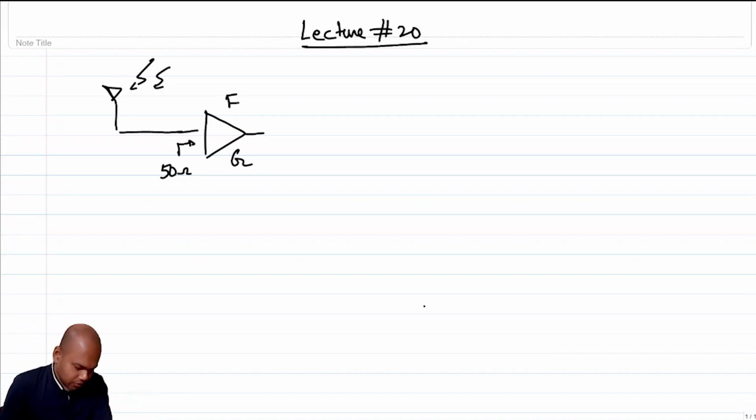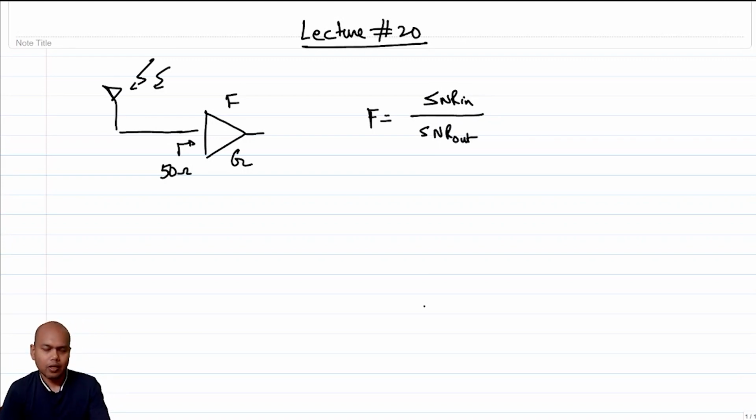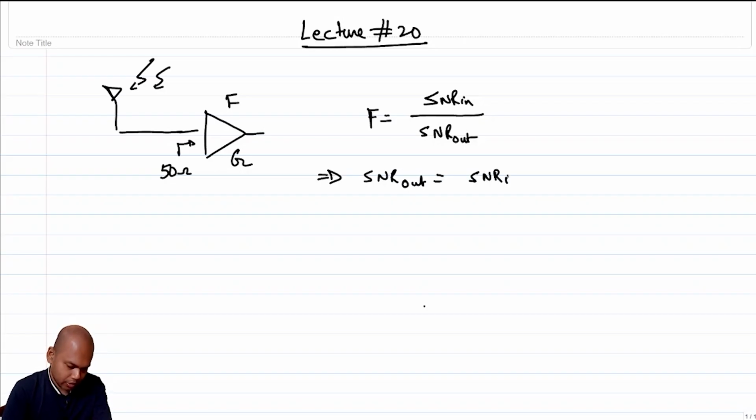Okay. So now what I would like to understand is what is the implication of noise figure for a system designer, right? So what is the noise factor? One of the fundamental definitions of noise factor is SNR in by SNR out, right? Which essentially means that SNR out is SNR in divided by F.